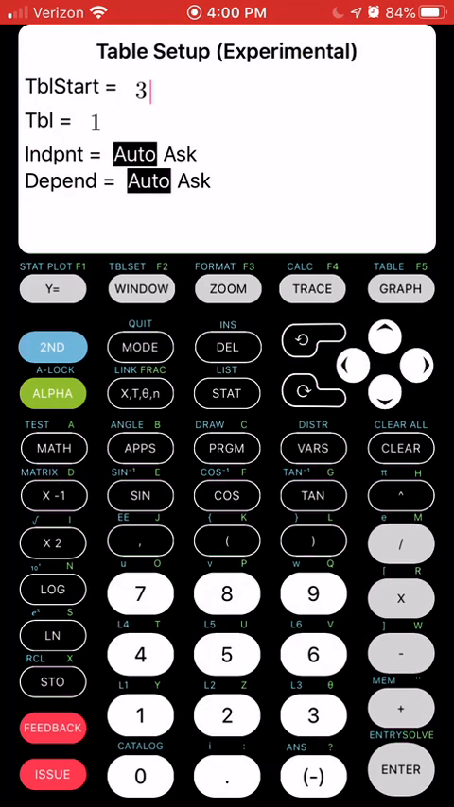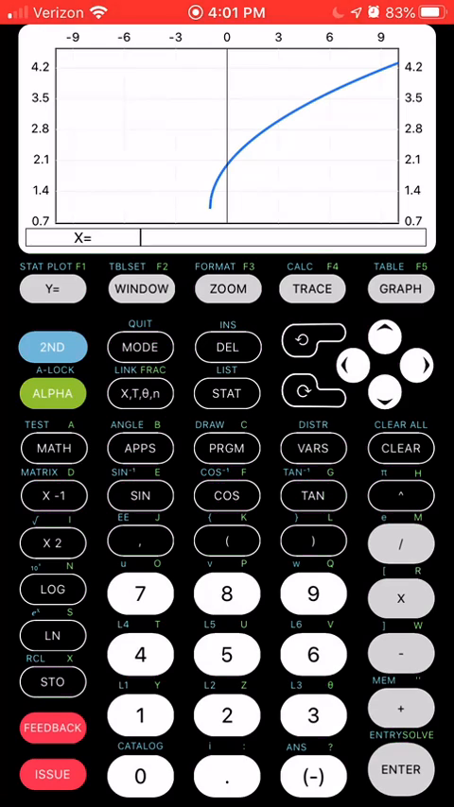If you are on a normal graphing calculator, you should be able to hit second and then window to get to this table set. And then you would go over to ask and hit enter. But it looks like this is an experimental feature on Calculate84. So instead of dealing with the table setup, let's go back to that graph.